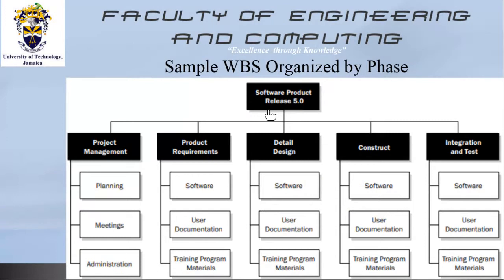We have a software product release, right? So we have broken down this project into 5 more manageable deliverables. There's a project management component, there's a product requirements component, there's a detailed design component, there's a construction component, and there's an integration and testing component. Now, all of these components are at level 2. Software product release is at 1.0, then 1.1, 1.2, 1.3, 1.4, 1.5.